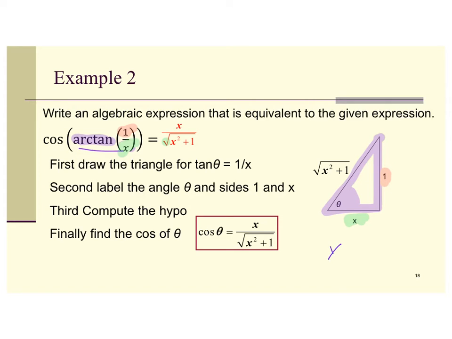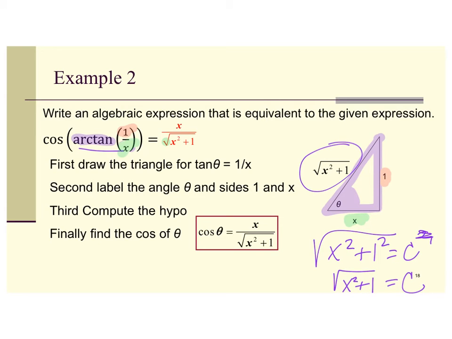All right, now I use my Pythagorean theorem to find that other side. Well, I know that x squared plus 1 squared equals c squared. To get rid of the square on c, I square root the whole thing. And 1 squared is 1. So this means that the square root of x squared plus 1 is equal to c. So that's where I got that hypotenuse.